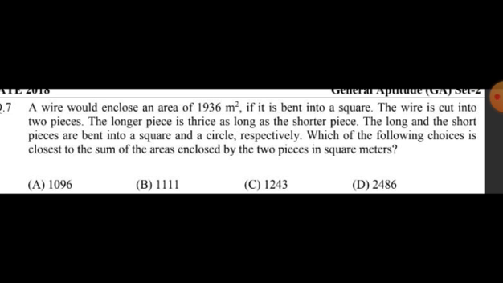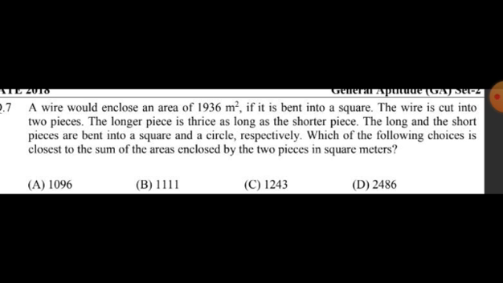The wire is cut into two pieces. The longer piece is thrice as long as the shorter piece. The long and short pieces are bent into a square and a circle respectively. Which of the following choices is closest to the sum of areas enclosed by the two pieces in square meters?